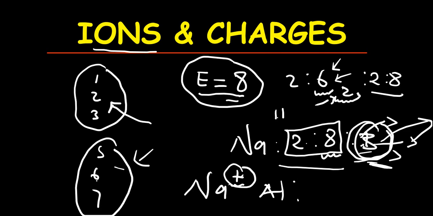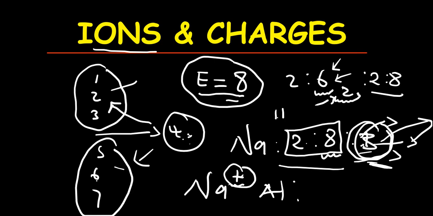Okay, and when it is 4, nothing will happen because it cannot form an ion. The ones that have 4 in their last energy shell are non-metals. So these ions can only be formed by metals. Okay, so that's how the ions and the charges are going to be forming.